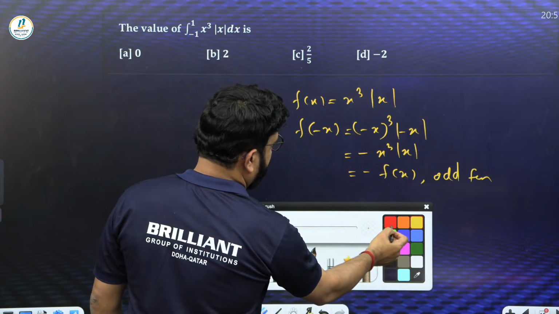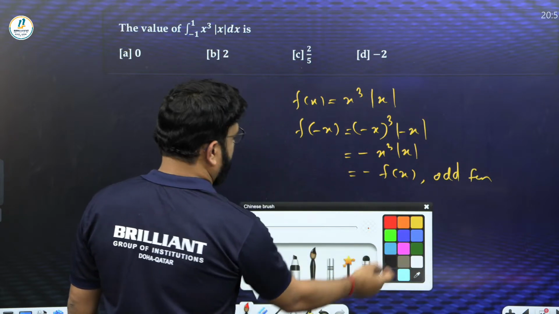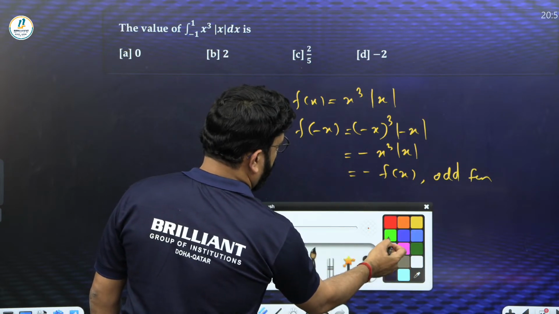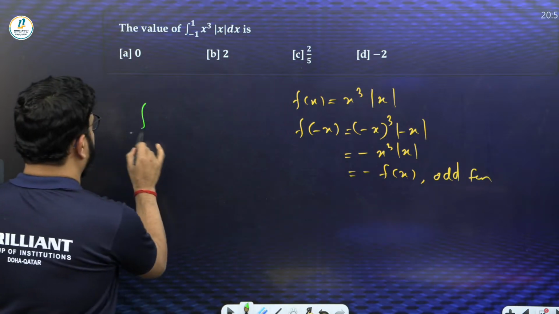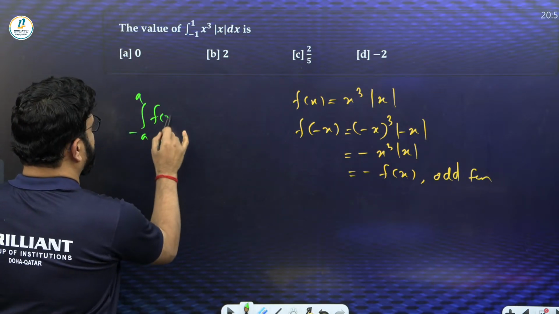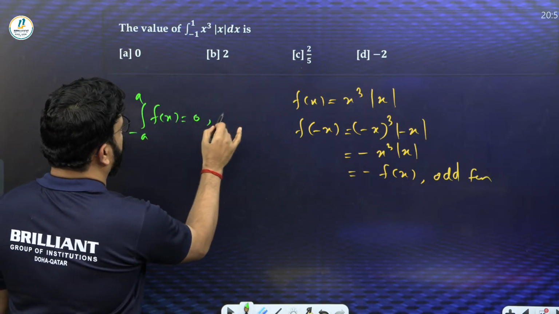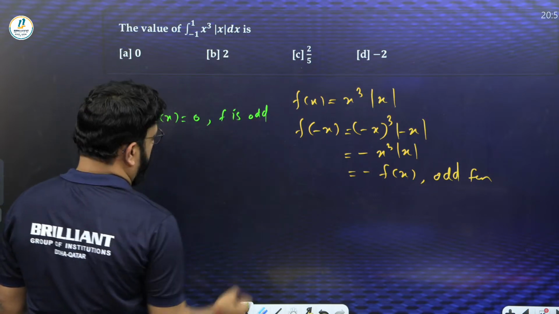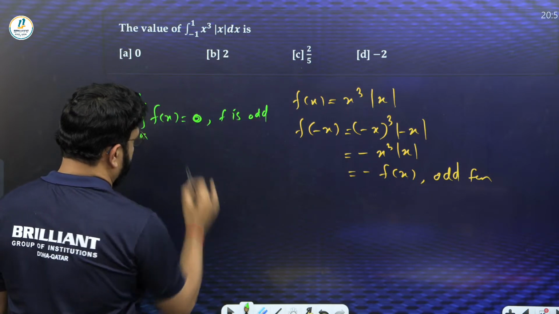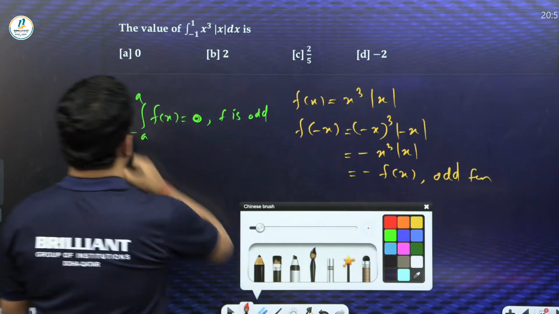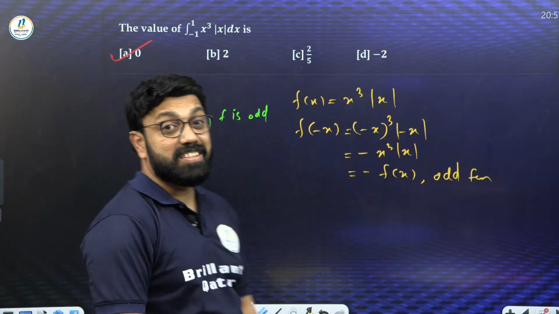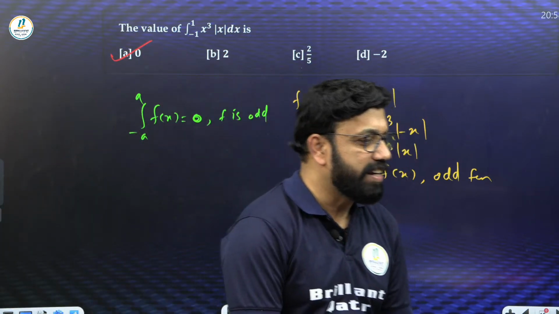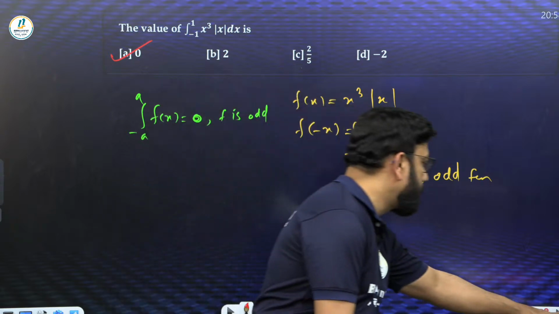Directly we can write that the integral from minus a to a of f of x dx is equal to 0 when f is an odd function. So the answer is 0. Without doing any steps we can directly tell the answer is 0. Hope all of you got the idea. Yes, move to the next one.